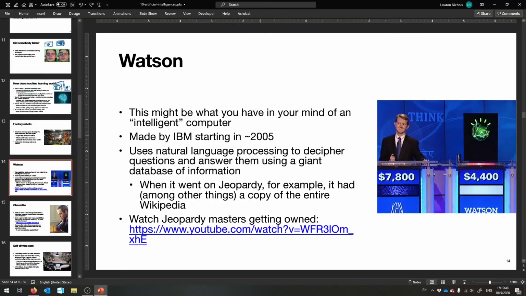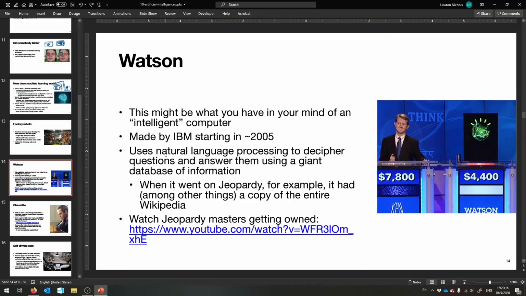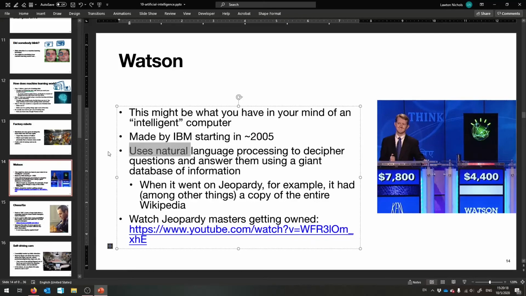So this Watson, it's just a large supercomputer. Oops. Its screen is huge. And it was made by IBM, and they got the idea for it starting back in 2005, and they wanted to make a computer that could play Jeopardy. They're not happy with programs that can play chess. No. They want a computer that can play Jeopardy. And so that was a very hard problem.